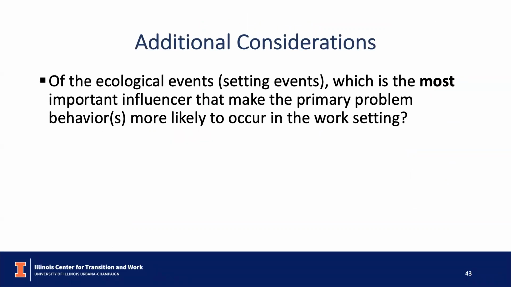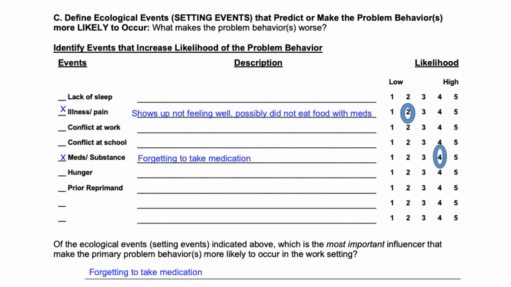And some things to think about are, of those ecological events or setting events, what is the most important influencer that makes the problem behavior more likely to occur in the work setting? So in Tony's case, sometimes if he shows up not feeling well, it's usually because he didn't eat food with his meds. And when that happens, there's about a moderate likelihood that the problem behavior is going to happen. And then another thing is forgetting to take his medication altogether. And when that happens, there's a really high likelihood of 4 that the problem behavior is going to happen. So if I think about the setting events, the most important influencer for the primary problem behavior to occur, it's usually if he has forgotten to take his medication.